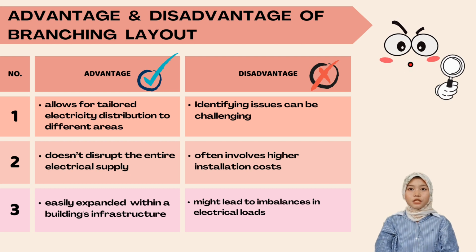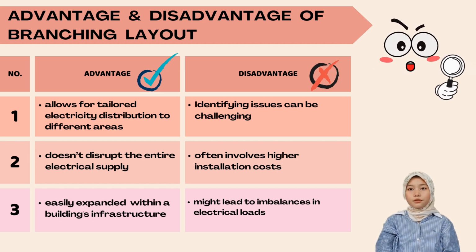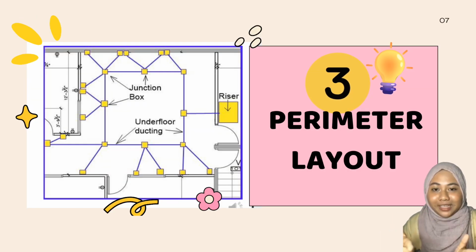Disadvantage. First, identifying issues within specific branches can be challenging, demanding specialized expertise and increased maintenance effort. Next, implementing a branching electrical layout often involves higher initial installation costs. Last but not least, if not designed and managed properly, a branching layout might lead to imbalance in electrical loads among different branches. Lastly, it is perimeter layout.